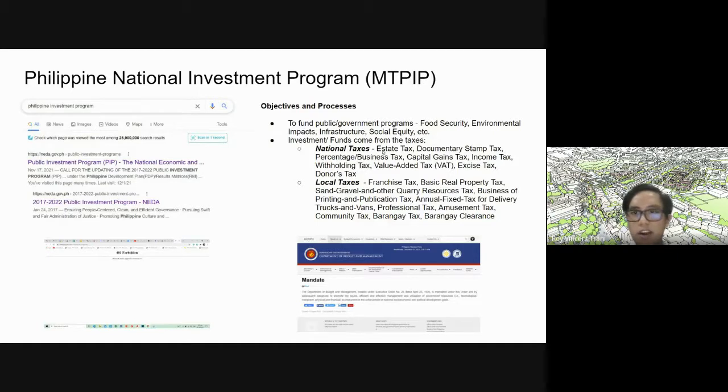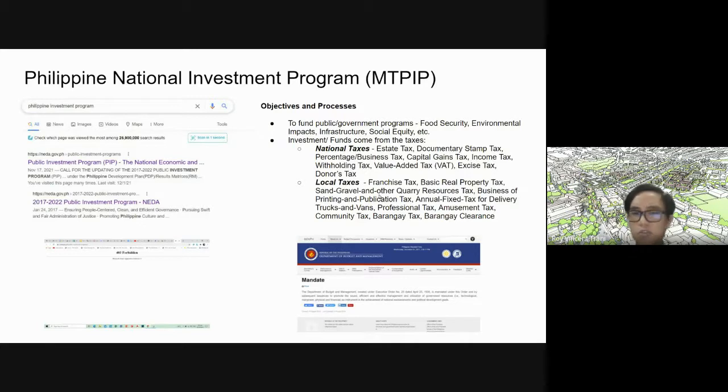Basically, there are several kinds of national taxes and local taxes. National taxes apply everywhere in the Philippines. Estate tax, this is for land ownership. Documentary stamp tax, for when you apply for permits, etc. Business tax, capital gains tax, income tax, withholding tax, value added tax. I'm sure everyone's familiar with this. Excise tax, donors tax, etc.